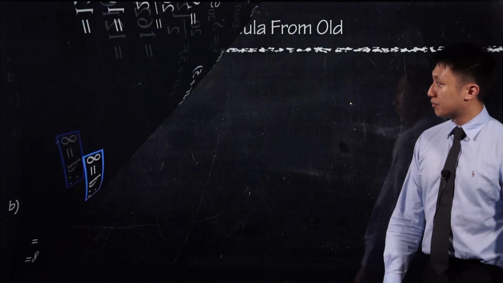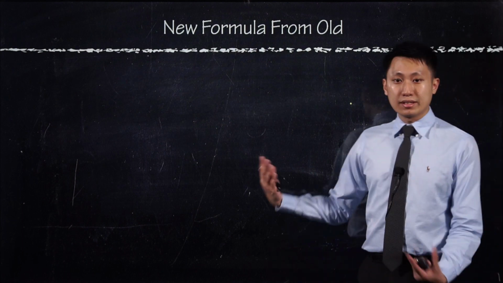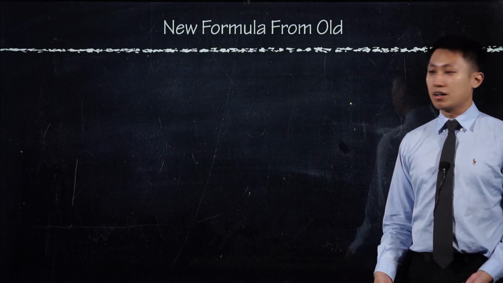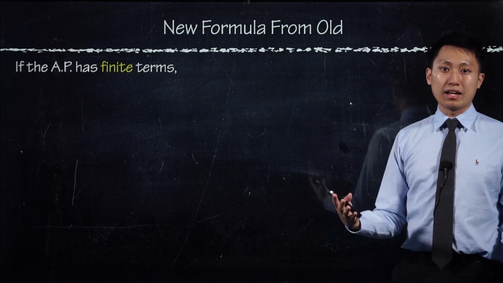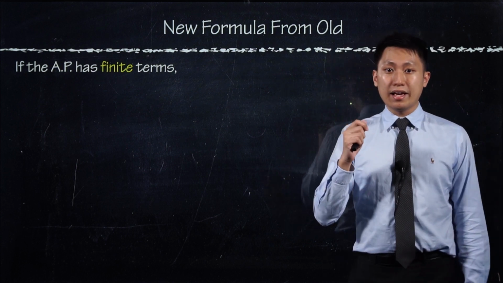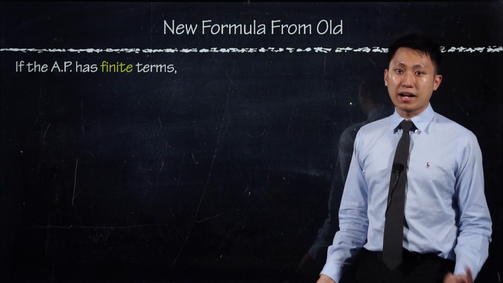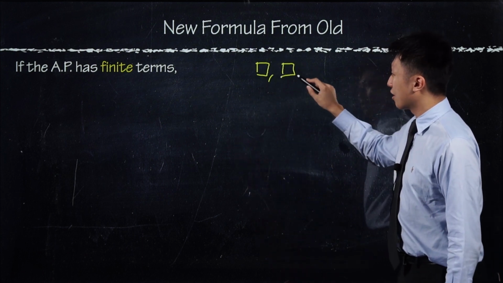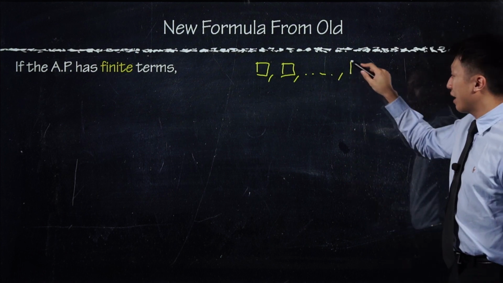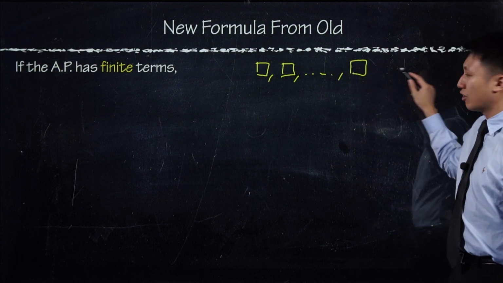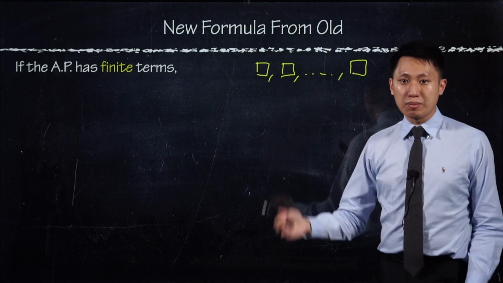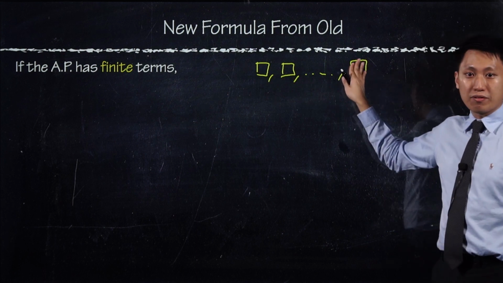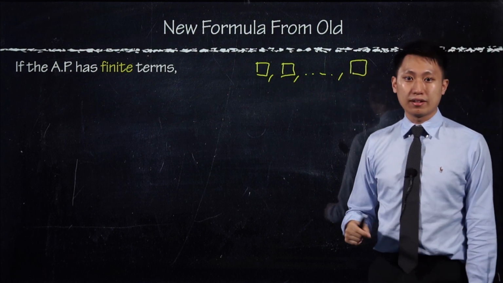Okay, let's move on. Now there's a new formula here, but sometimes you use it, sometimes you won't. I'll just put it here in case you need it. Let's say an arithmetic progression has a finite number of terms, meaning like some number, comma, some number, comma, some number, and eventually it ends with some number here. It doesn't go dot, dot, dot. With the dot, dot, dot, it means that it has infinitely many terms. If it stops with a number, it's a finite number of terms.